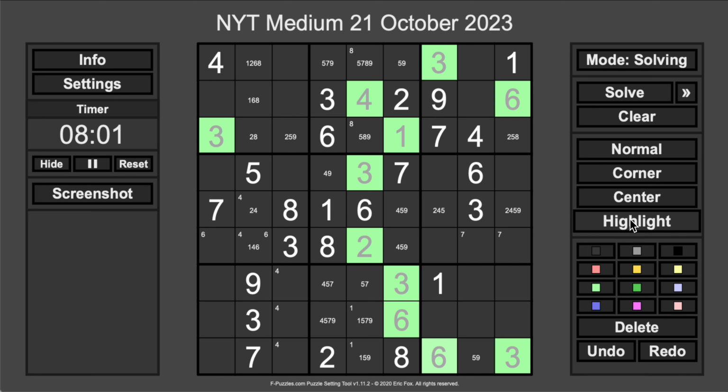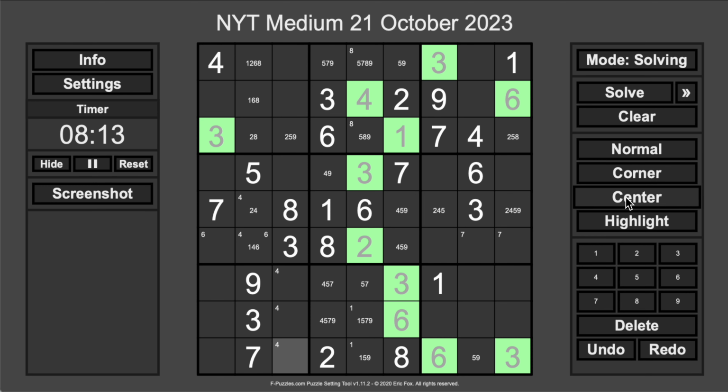Okay, now I have 2, 3, 6, 7, 8. I need 1, 4, 5, and 9. Let's see, this is 1, 4, or 5. Whoops. Because that can't be 9, and this one can't be 9 either, so it's 1 or 5 because it sees 4 in its column. Okay.